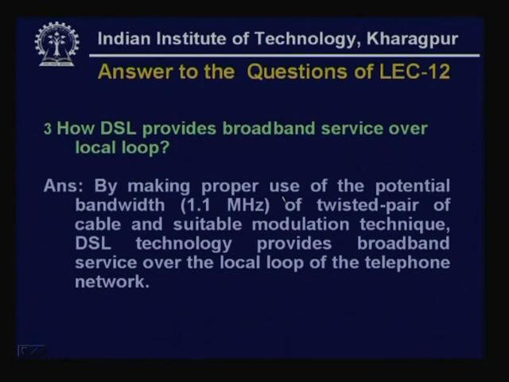Third question was how DSL provides broadband service over local loop. As we know, the twisted pair is used in local loop, which has the bandwidth of 1.1 megahertz. So, by using suitable modulation technique, it is possible to provide broadband service over local loop of the telephone network that we have already discussed in detail. So, the filter that is commonly used in telephone network is removed, and with proper suitable modulation technique, it is possible to provide that broadband service in DSL.